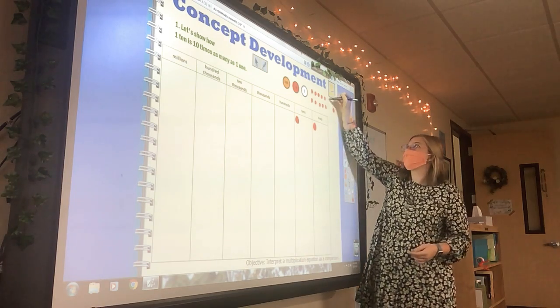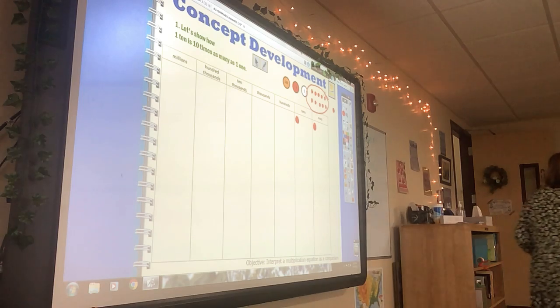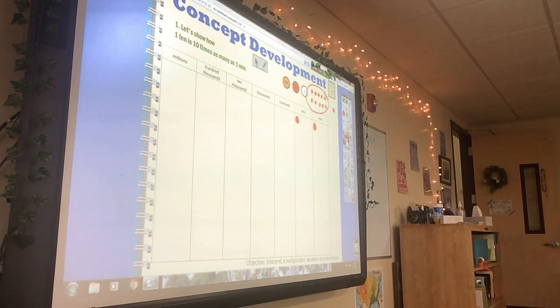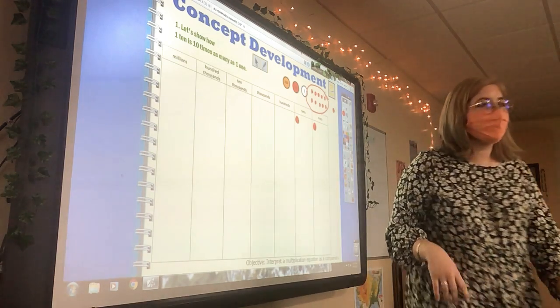But we don't put this in our place value chart. Why? Think about it. Don't raise your hand quite yet. Why do we not put 10 little dots in this guy? Talk with your group for 30 seconds. Go.